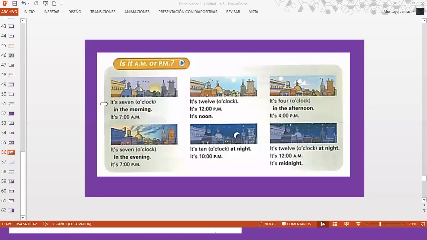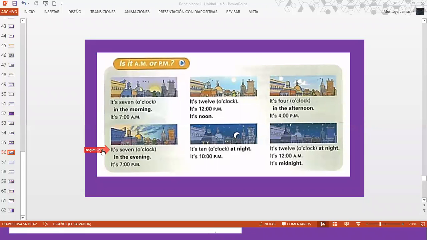Repeat after me. Okay. It's 7 o'clock in the morning. It's 7 a.m. It's 12 o'clock. It's 12 p.m. It's noon. It's 4 o'clock. It's four o'clock. O igual puede decir solo it's four. It's four in the afternoon. It's 4 p.m.